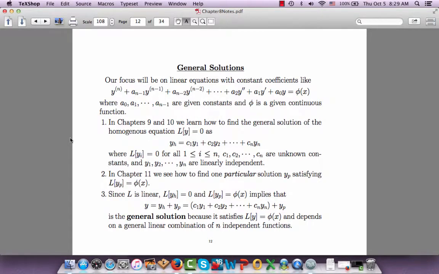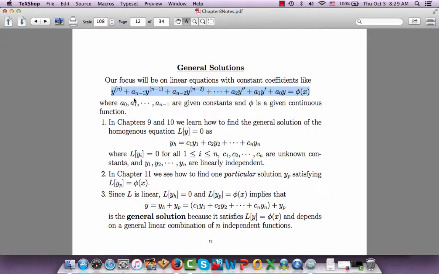So in the last video we talked about a lot of vocabulary related to linear differential equations, and what we're really going to be focusing on are a very specific kind of problem, linear differential equations with constant coefficients. So that's the equations that look like this. Here n is the order, so the nth derivative is the highest term that we see.